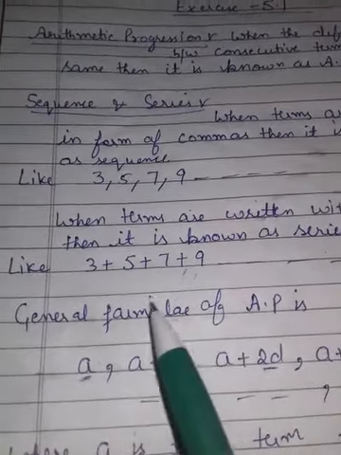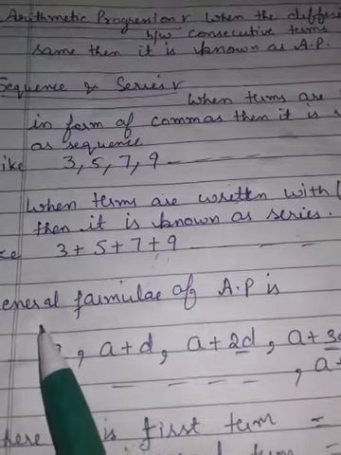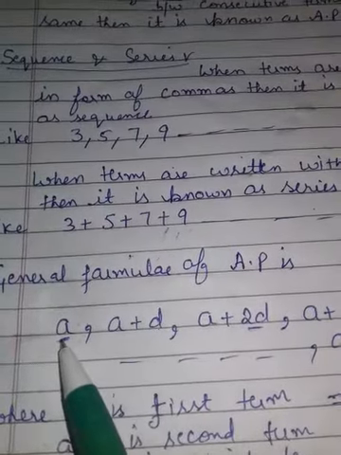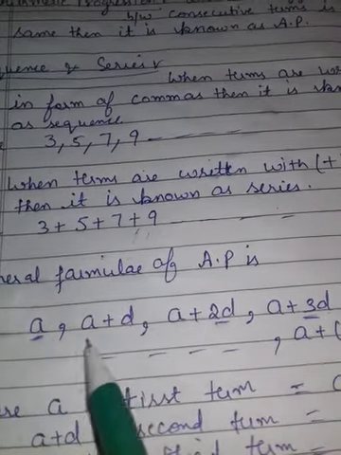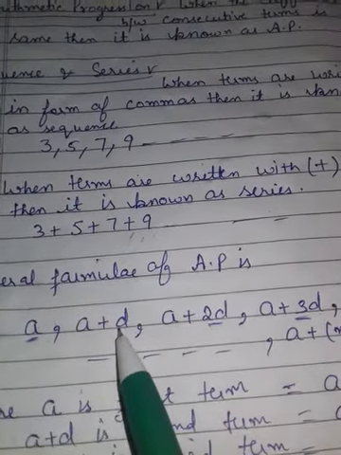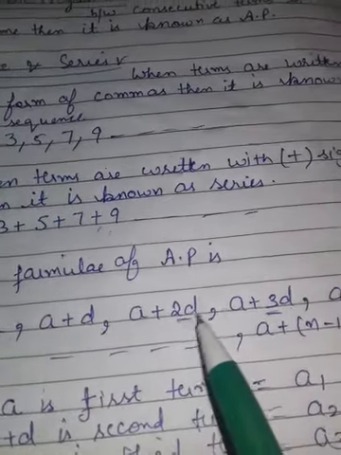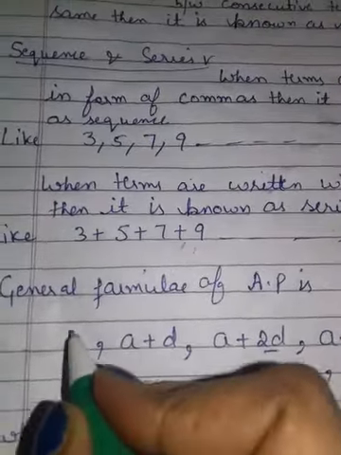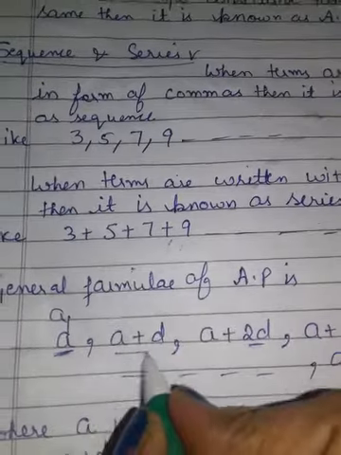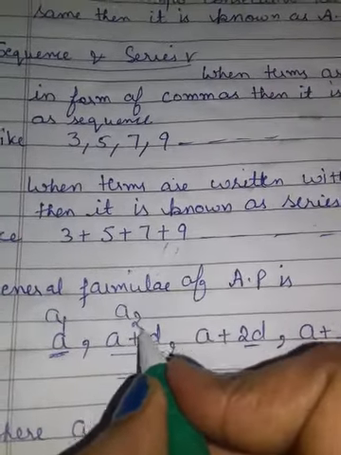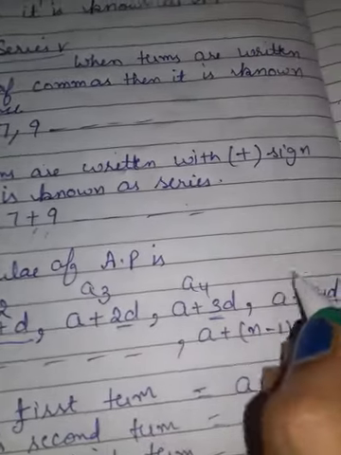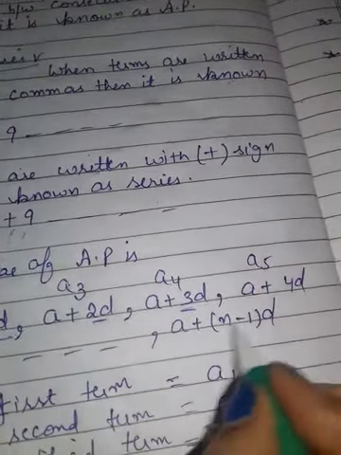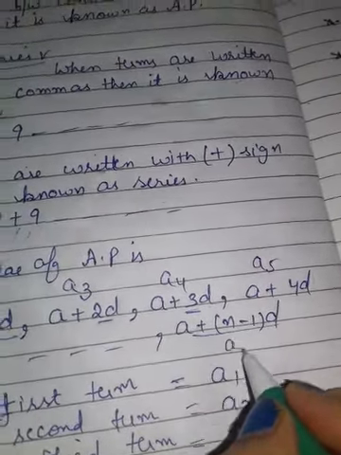How to find the general AP? See, A is your first term. This is on the first place, this is on the second place. This is your second term, this is your third term, this is your fourth term. Means A1 is A, A plus D is your A2, this is your A3, A4, this is A5. Similarly, this is AN.